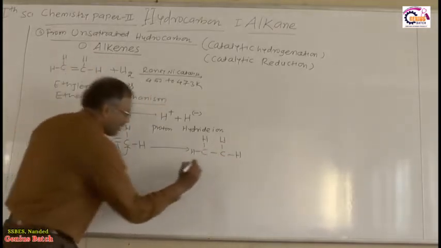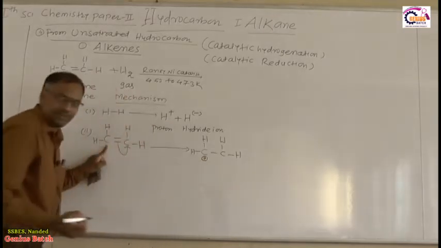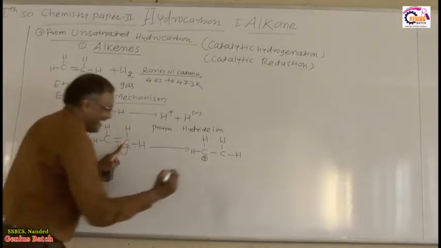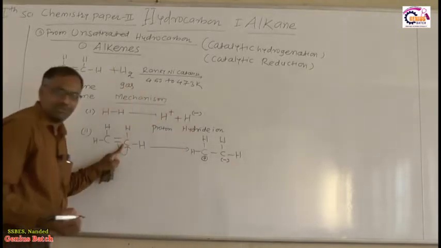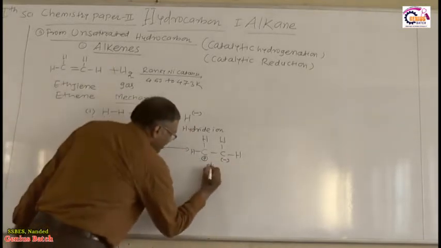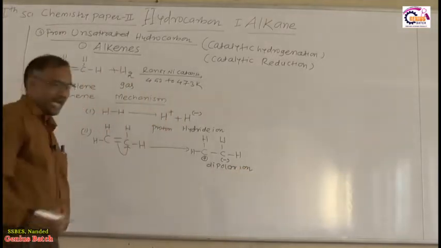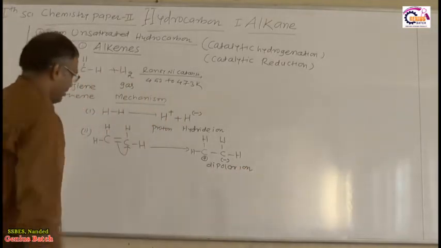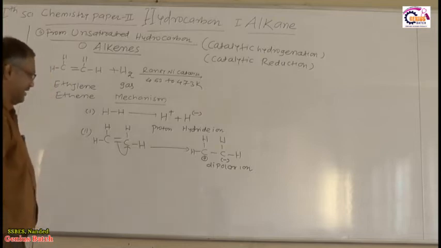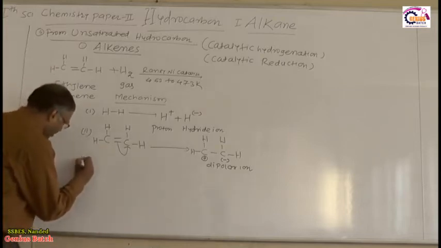How? So this carbon loses the electron, gets positive charge. This carbon gains the electron, gets negative charge. So positive and negative charge are present in the same molecule. So that is the dipolar ion. Okay, so this is the second step. Now what happened in the third step?